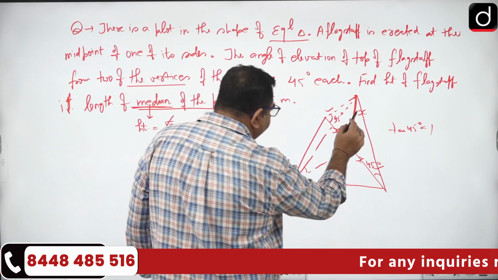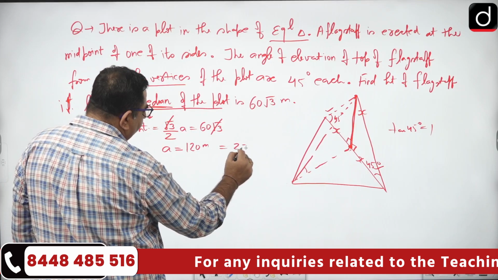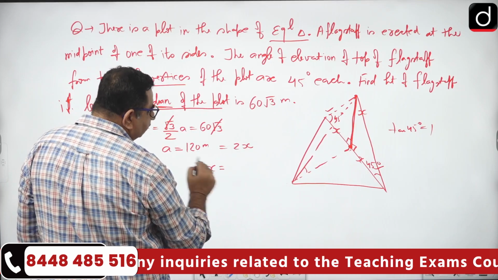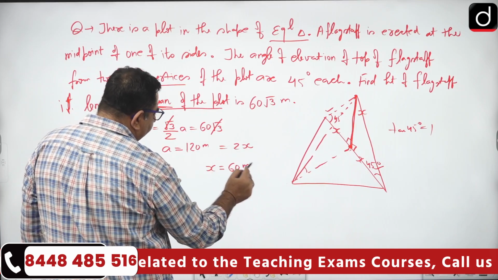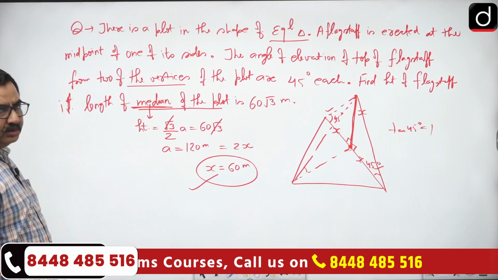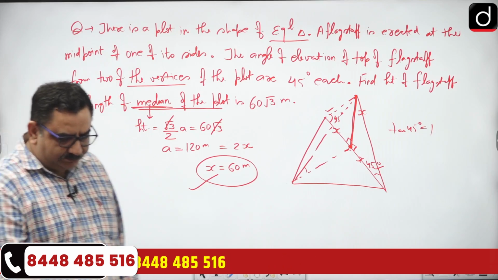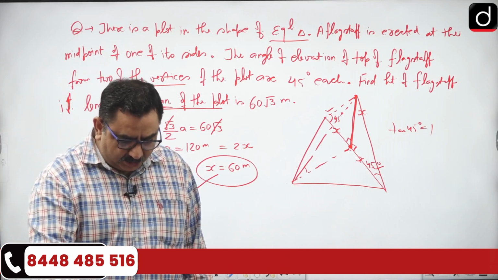So since tan 45 is 1, this is x, this is x. So that is equal to what? 2x. So x will be what? 60 meter. So the length of the flag staff is 60 meter. So one question of that sort also we have done, right? Okay.